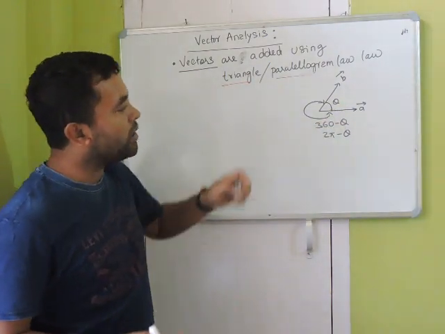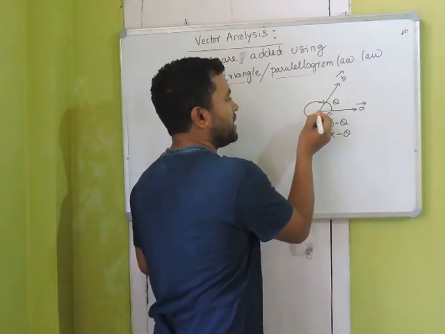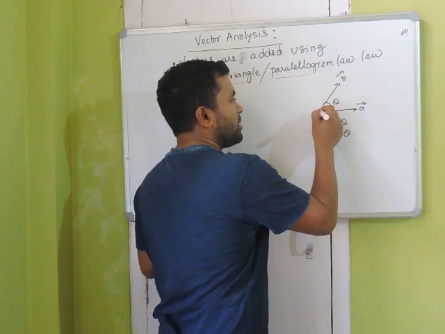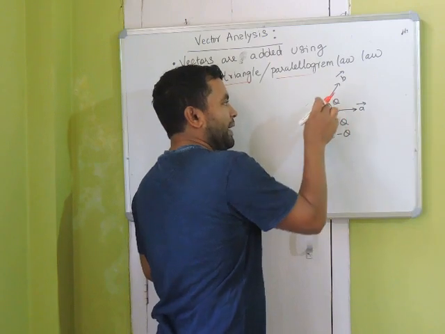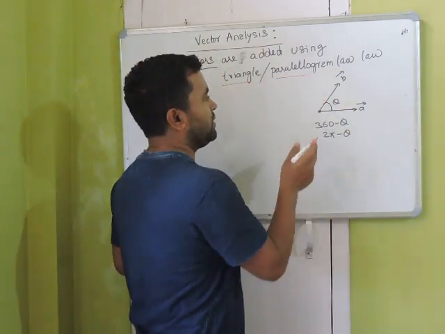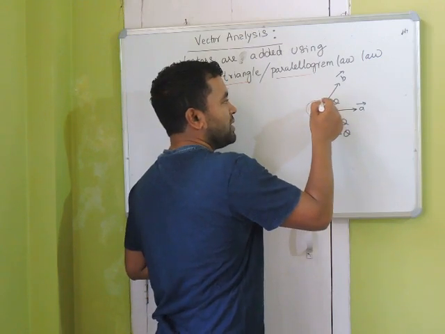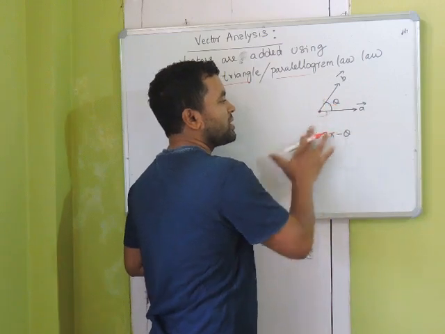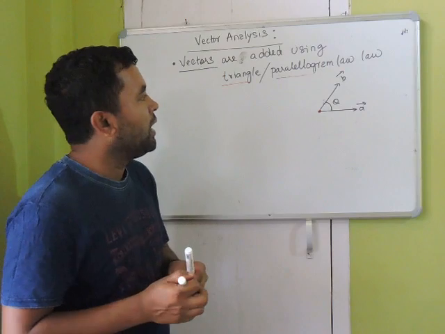So the angle between two vectors is measured where the tails of them coincide. If you see, both tails are coinciding, so the angle is measured here. And the angle is always the smaller angle. Like I told you, there is theta and this is 360 minus theta, but we'll take the smallest angle. So the angle between two vectors we'll say to be theta only, where the tails of them coincide.